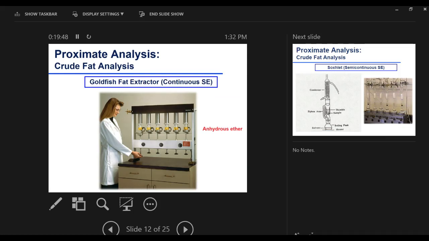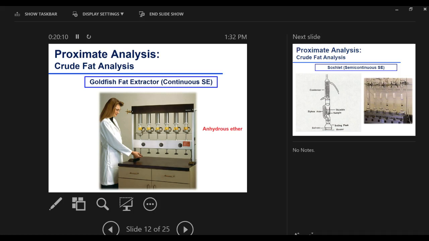Goldfish apparatus, this is an old type of unit. Actually, when I was a student, I used that for fat extraction. I didn't have Soxhlet. Actually, I never saw Soxhlet until coming here to the U. Even when I taught somewhere else, I used the goldfish apparatus.